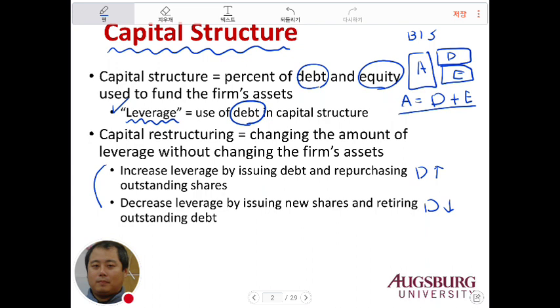The opposite way, if we want to decrease the leverage, then we can issue new shares to increase the equity and retire outstanding debt, so repay the debt, decreasing the outstanding debt amount, so we can decrease the leverage.